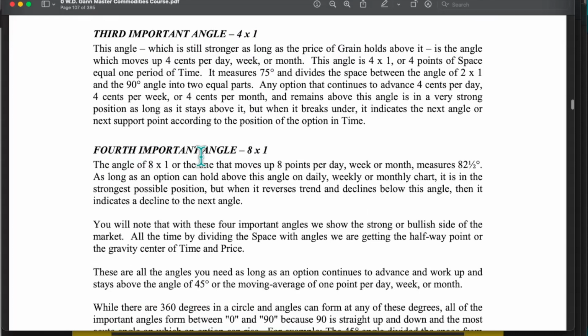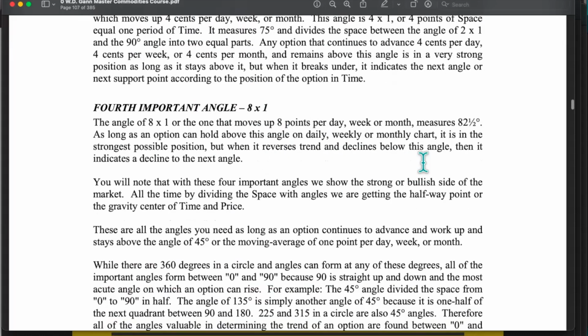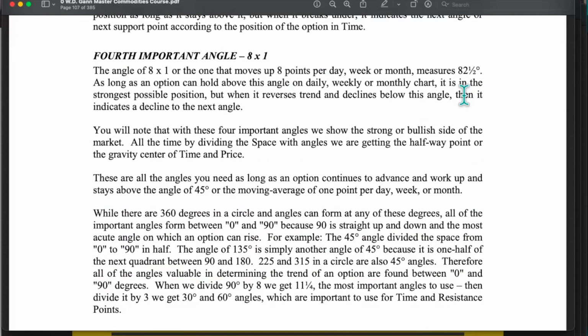Same way we have another angle, which is 8 is to 1, that is 8 points per week. That is 8 points per day, per week or per month, either of them, whatever is suitable accordingly. This angle has also been given, which comes to 82 and a half degree.